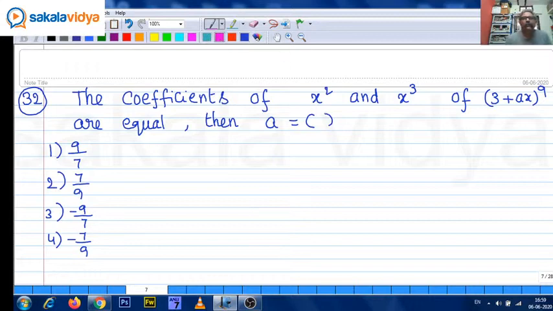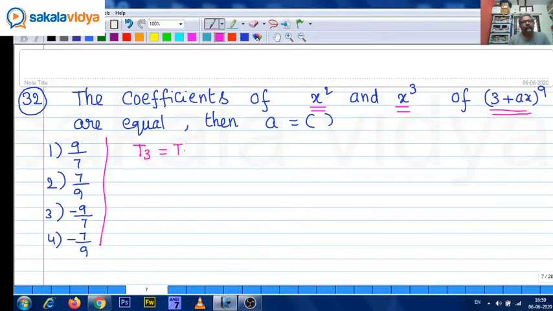So now the coefficients of x² and x³ of (3 + ax)^9 are equal. Then we need to find out the a value. First we need to write the x² coefficient in this expansion. The x² coefficient means this is the third term here. The x³ coefficient means the fourth term. So first let us find out the third term.